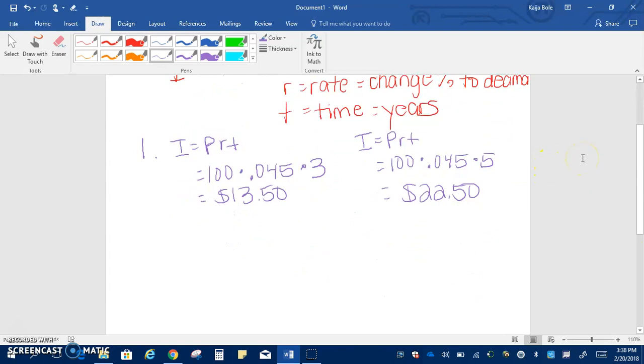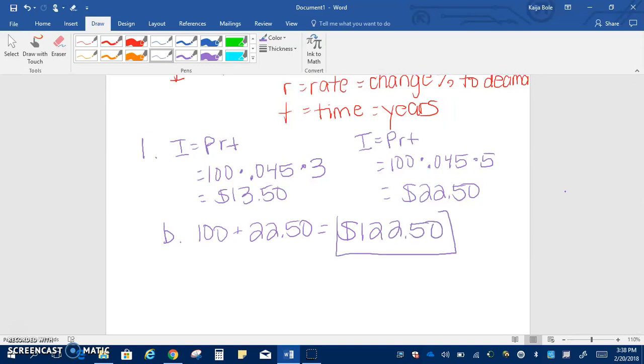B says, how can you find the balance of Larry's account at the end of 5 years? So after 5 years, the interest was $22.50. So we have to take our principal, our $100, plus that interest, which is $22.50. So it would be $122.50. That would be our answer.